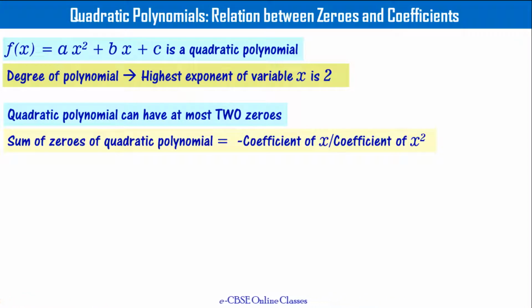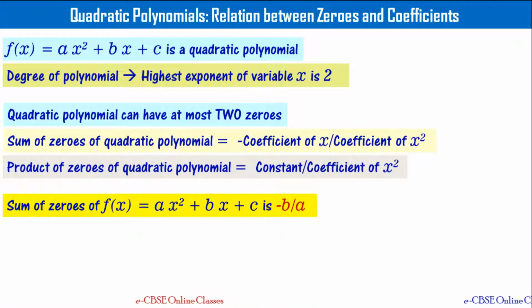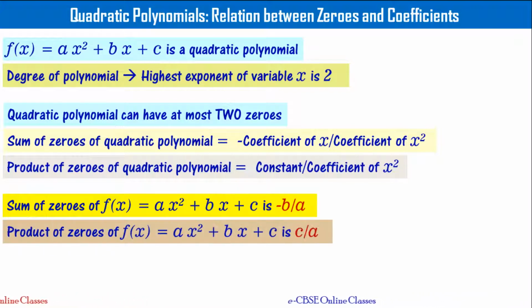And in the previous video, we have learned that sum of zeros of a quadratic polynomial can be written as negative of coefficient of x divided by coefficient of x square. And product of zeros can be written as constant divided by coefficient of x square, right? So for f of x equal to ax square plus bx plus c, sum of zeros becomes minus b by a and product of zeros becomes c by a. Please take a note of that.